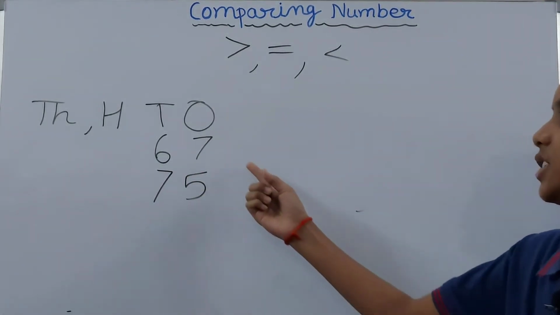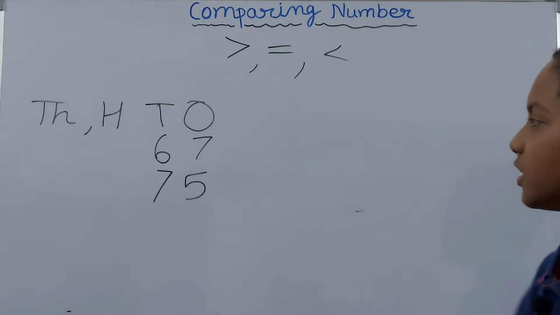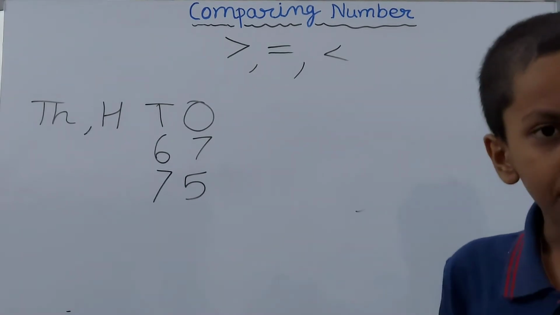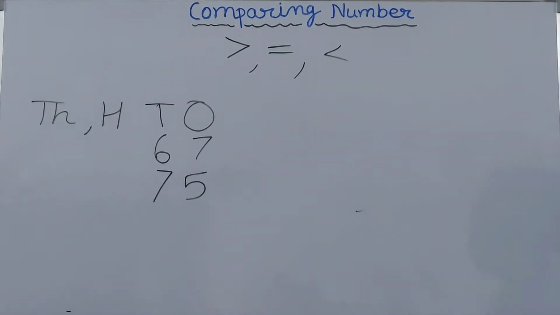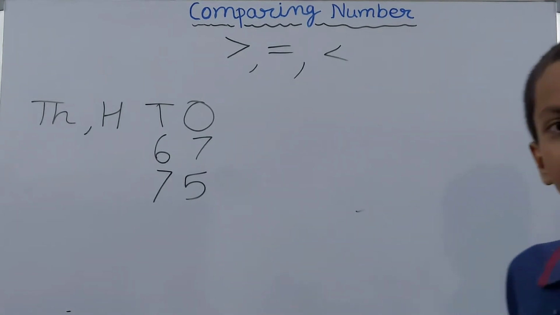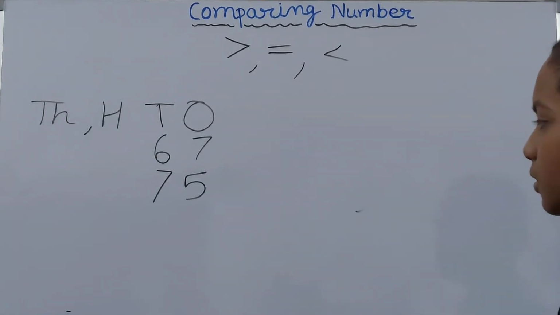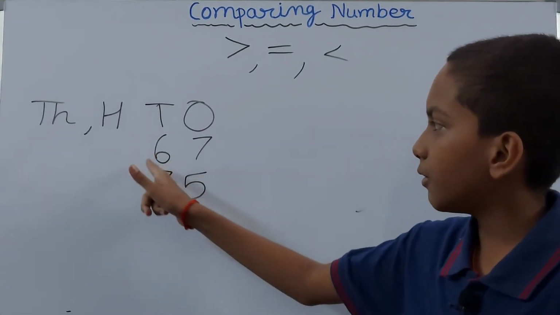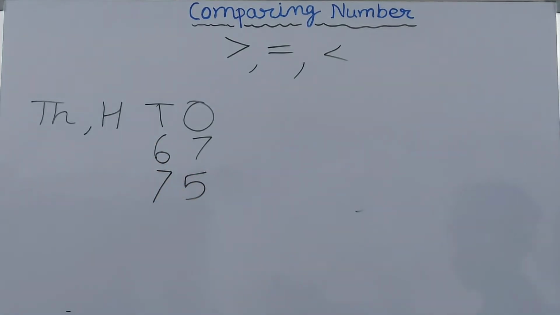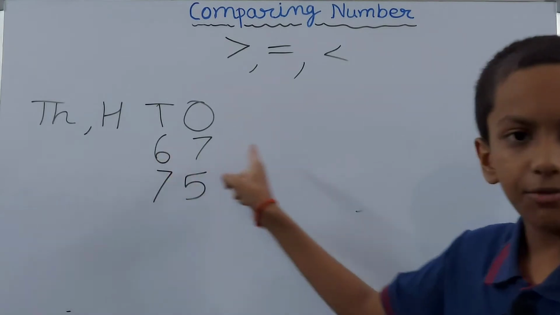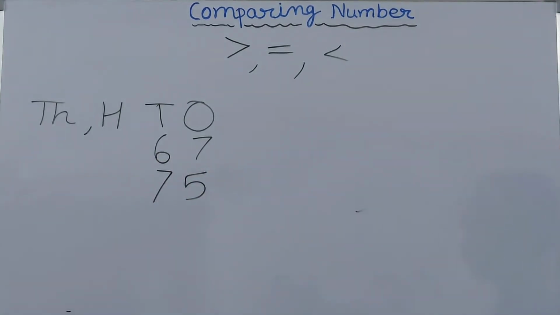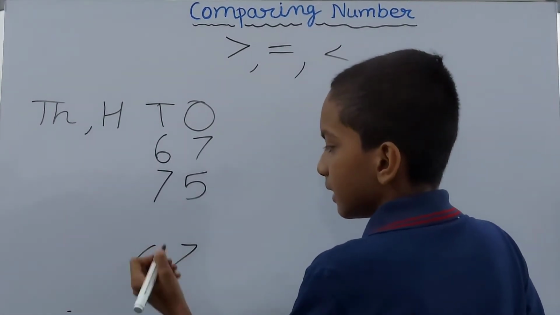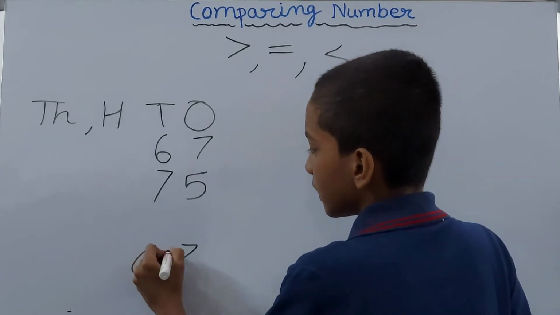Now friends, I have written two numbers over here. These are two digit numbers. This is 67 and this is 75. Now we have to compare these two numbers. Whenever we have to compare, we always compare from the left side. First, from the left side, we see the digits of both the numbers. From the left side, 6 is from 67 and 7 is from 75. You can see that when we compare 6 and 7, 6 is smaller than 7.